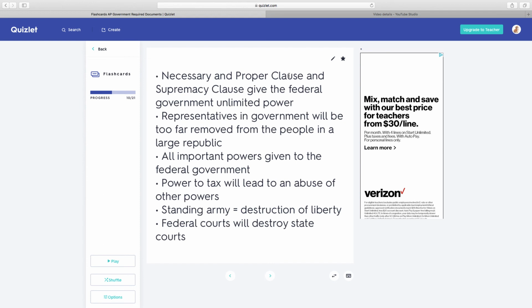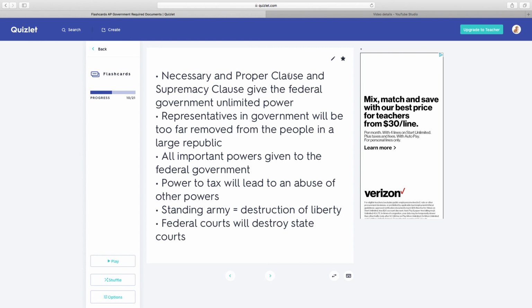Okay. They said the power to tax will lead to an abuse of other powers. Think about it. If you can tax, that's going to make it so that now you can have a much larger standing army. If you have the power to tax, that may make your power of interstate commerce more robust. Basically saying that this power to tax is going to spill out into the other powers and make them much too powerful.